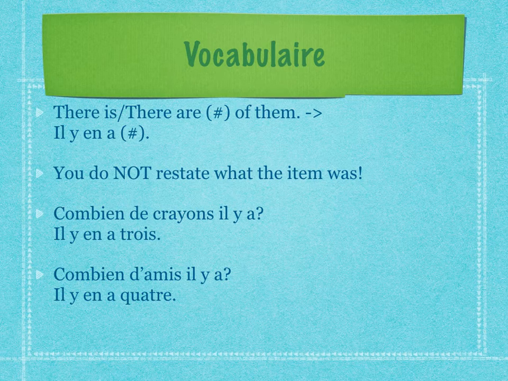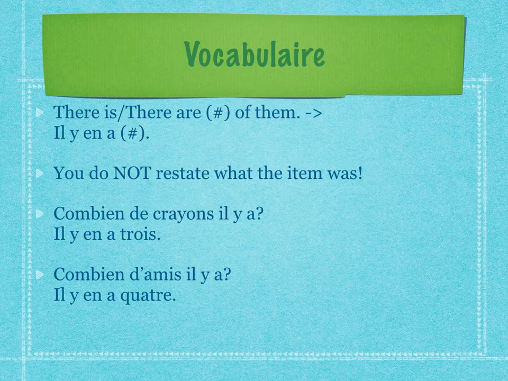The "of them," that en that we've added in between the e and the a, replaces the item that you're talking about. We do this just to make the conversation flow a little bit easier. So if you think about it in English, how many pencils are there? There are 3 of them. Versus how many pencils are there? There are 3 pencils. Restating the word pencils sounds a little bit odd.